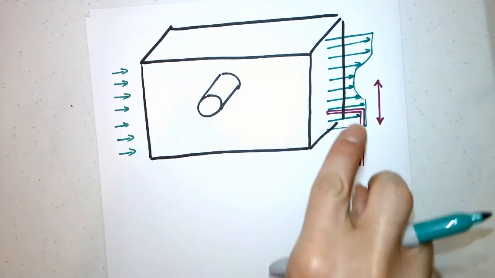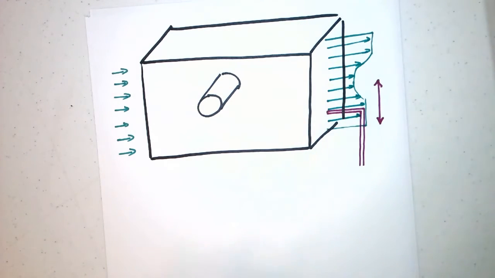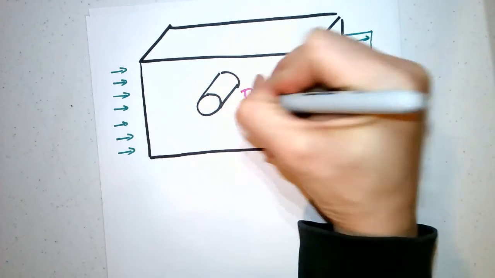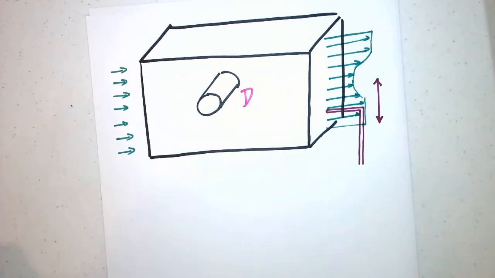And that's what we're trying to do. We're trying to measure this velocity profile and correlate it to the drag force that we could experience on this cylinder. All right, so that's what I want to do. And I'm going to use a macroscopic momentum balance to do this.